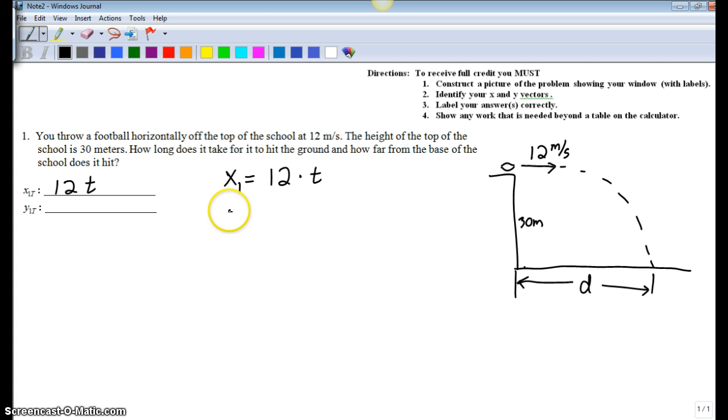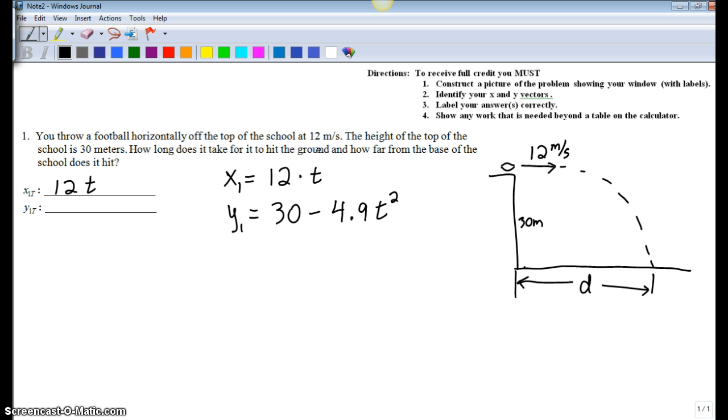As far as our y1 goes, there's no vertical velocity on the football, but we do start, like our y-intercept is 30 meters. So we're going to start 30 meters up, and from that, the only vector that we have is the force of gravity. In our case, we'd write that as 4.9 t squared with a subtraction. Subtraction means the vector is pointed downward. Gravity is pulling down. 4.9 because we're using metric, meters per second.